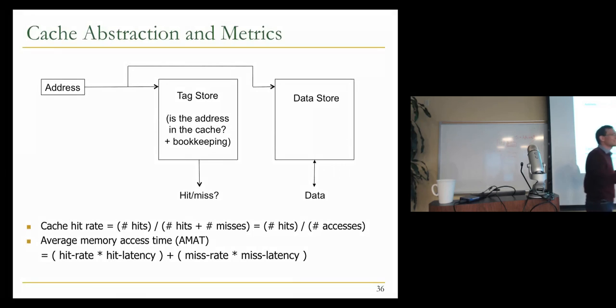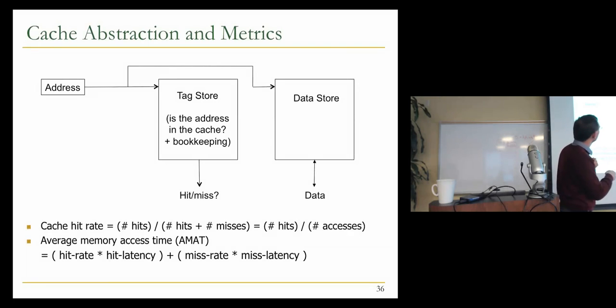When was the last time I accessed it? This could be useful for replacement, right? All of that information is kept in the tag store. Bookkeeping, plus is this address in the cache. So you supply the address to the tag store, you get a hit-miss signal. And in parallel, you can supply the address to the data store, and you can get all of the data out. If the hit-miss signal says hit, then you use the data. If the hit-miss signal says miss, then you don't use that data. That's the idea. Or you could access this serially, which we'll talk about.